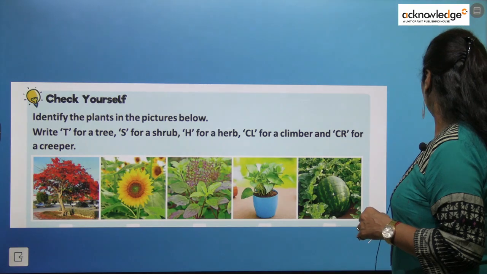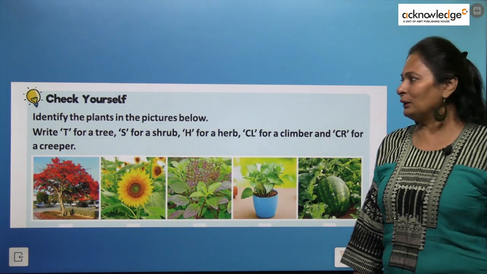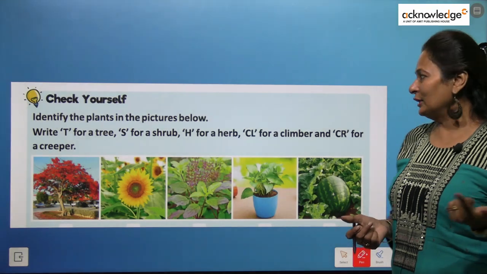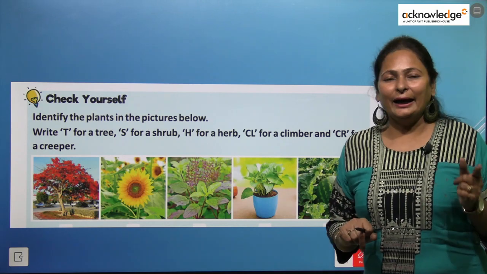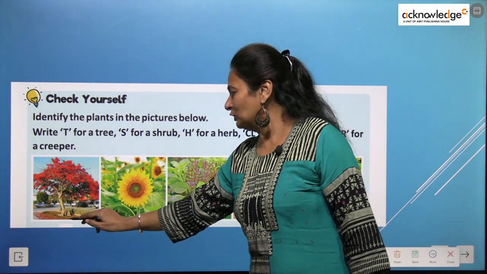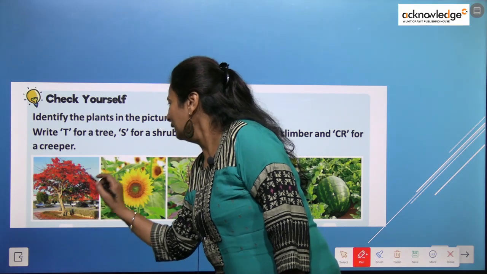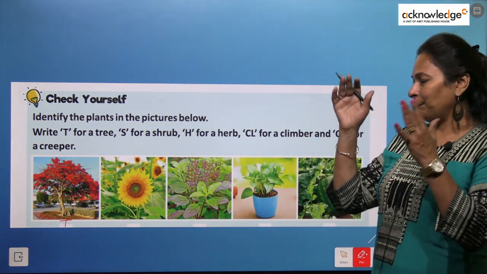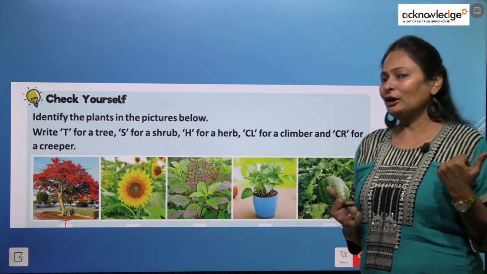Next is check your knowledge. Identify the plants in the pictures below. Write T for trees, S for shrubs, H for herbs, CL for climber, and CR for creepers. First is the picture of a gulmohar tree. So we will write down T because it is an example of a tree. It is big in size and very strong. So it is an example of a tree.